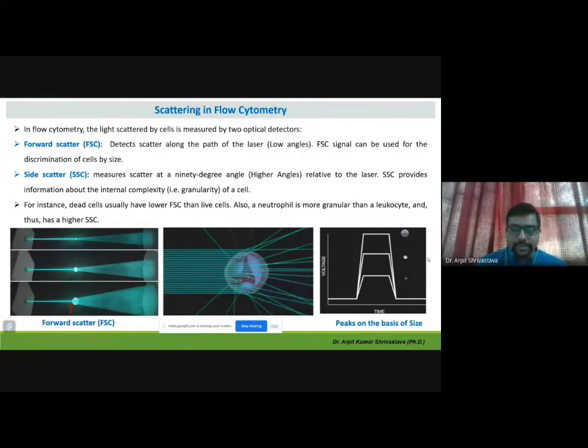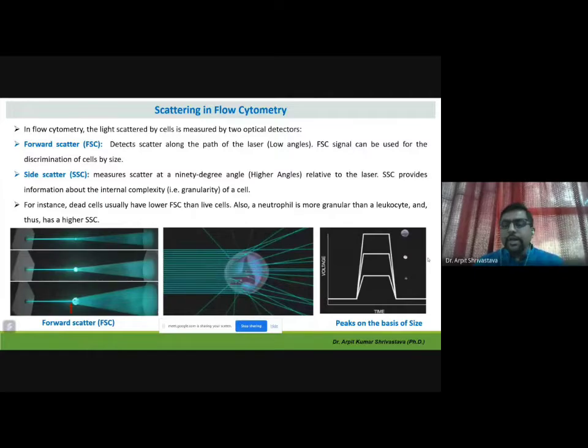It is known as FSC. In the second part, when the molecule measures the scattered light at 90-degree angles, or higher angles, it is called side scattering. Side scattering occurs when cells have a more complex structure or more granules.